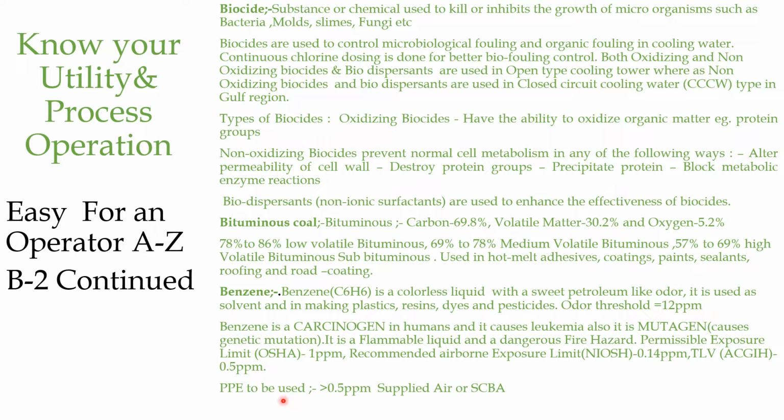Normally you have to use PPE. If the benzene content is greater than 0.5 ppm, supplied air or SCBA is to be used. If it's a short time, you have to use SCBA. If you want to work for more time, you have to use supplied air. Normally it will be present in petrochemical plants. When you have benzene content, you have to use supplied air or SCBA.